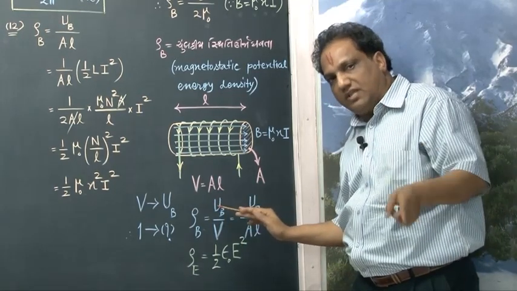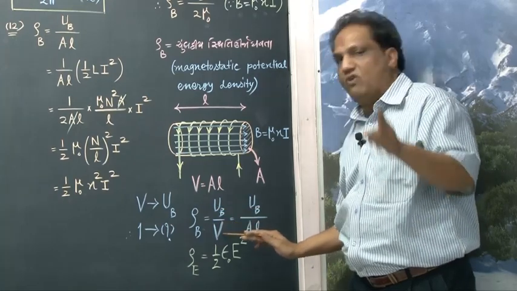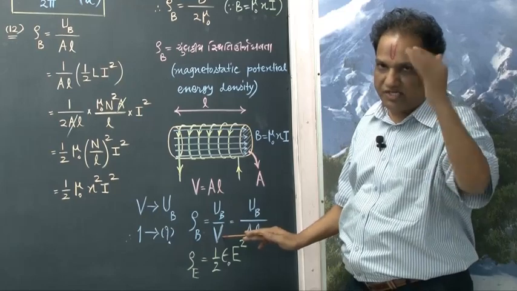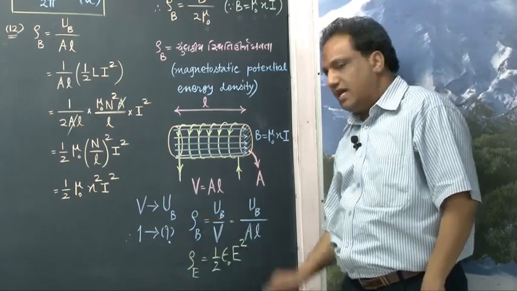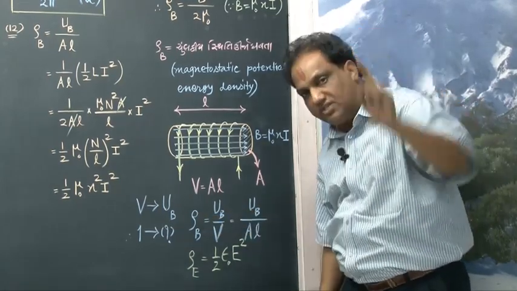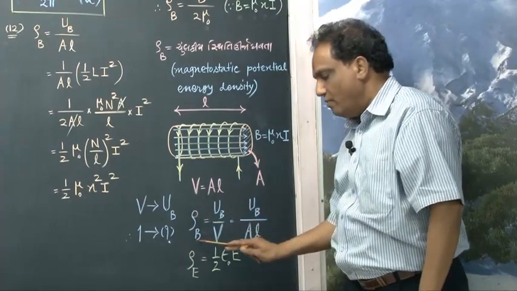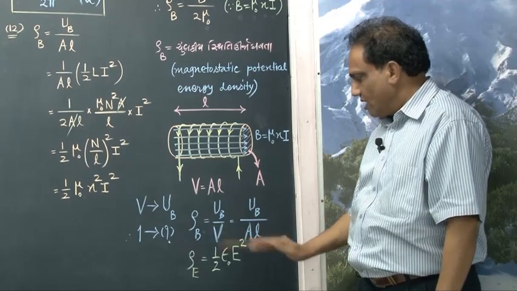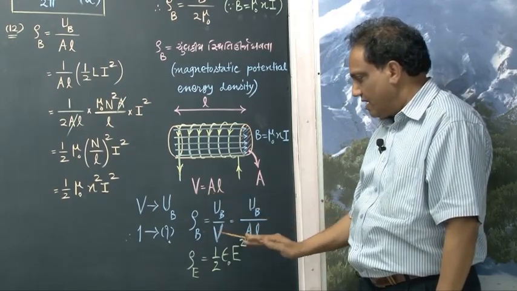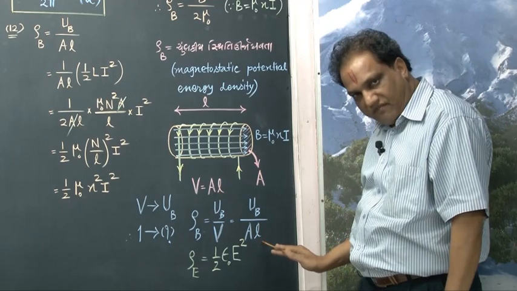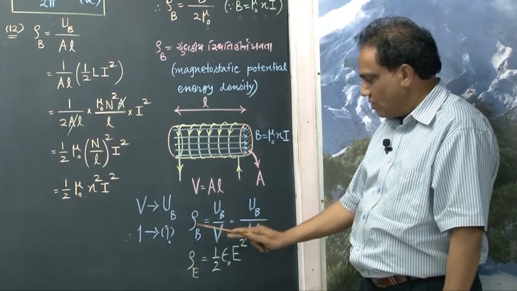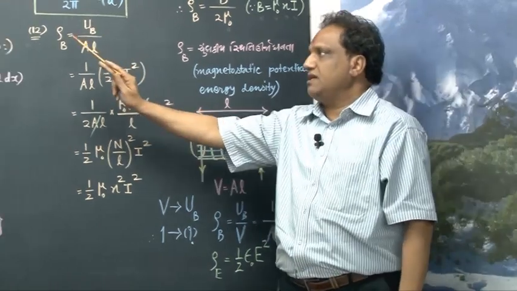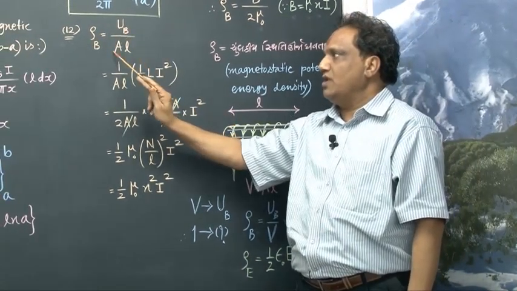What is this? Magnetostatic potential energy stored per unit volume of the magnetic field. Such a physical quantity is known as magnetostatic potential energy density, shown by the symbol rho B. U_B as it is, and capital V is A into L. So rho B is equal to U_B upon A into L.